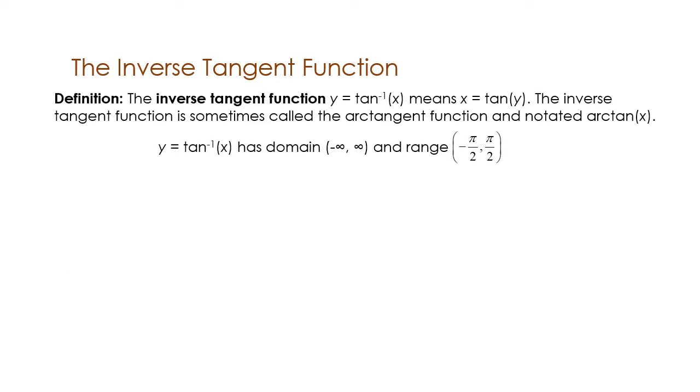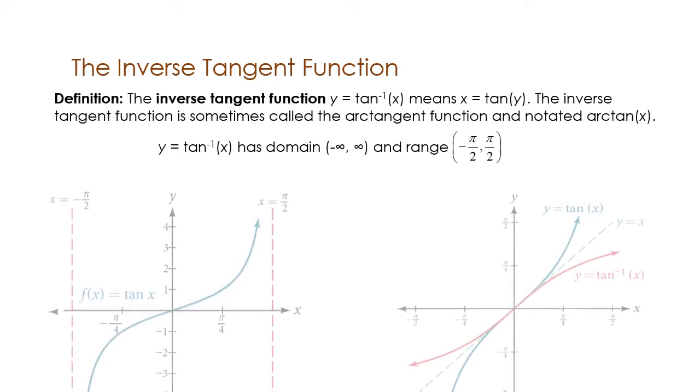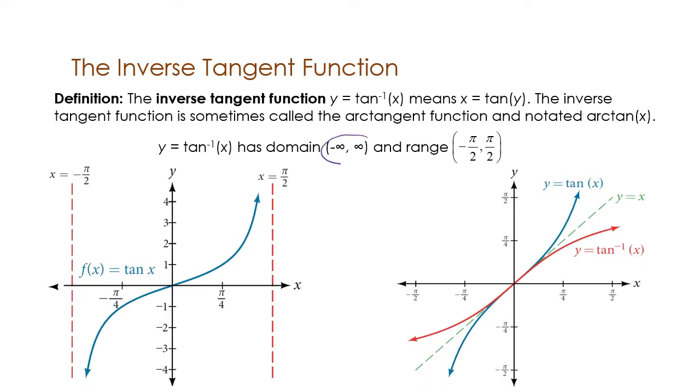So for the tan inverse, we restrict that domain to being between negative pi over 2 and pi over 2, but that range, you can only use those angles as your outputs.